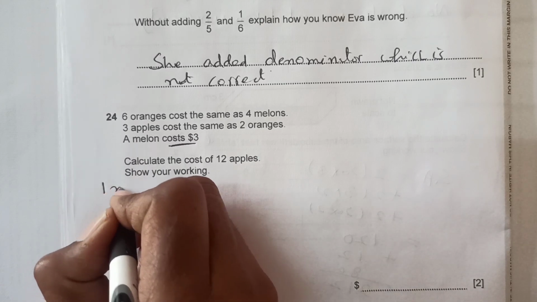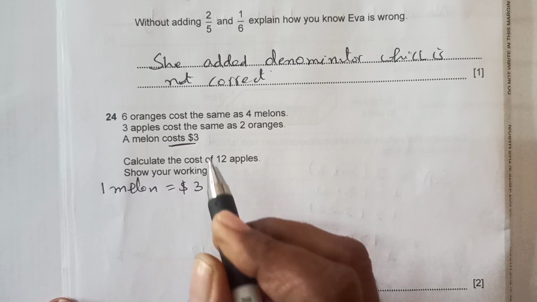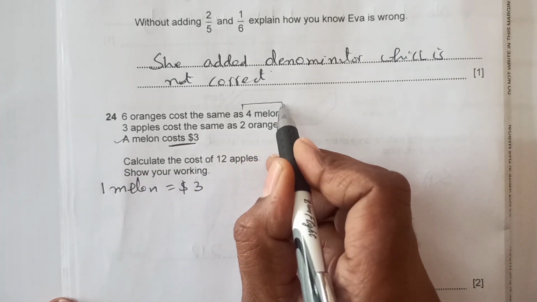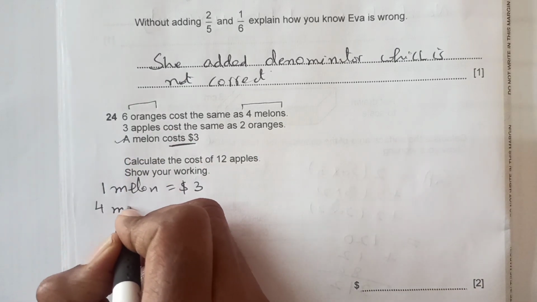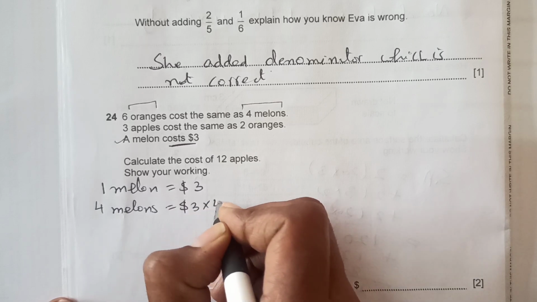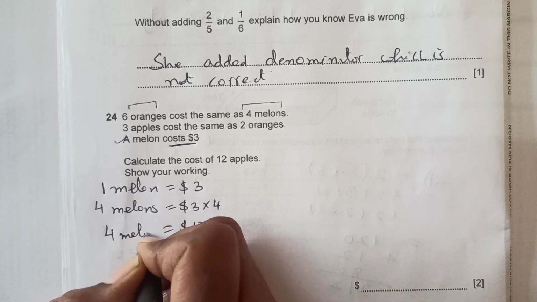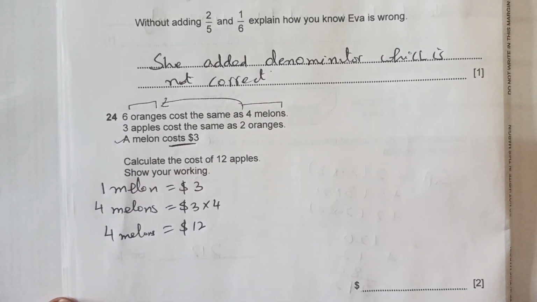So 1 melon costs $3, right? 1 melon, we are done with this. And then 4 melons cost same as 6 oranges, right? So the cost of 4 melons will be $3 times 4, that is $12, right? That is the cost of 4 melons. So 4 melons cost is same as 6 oranges.